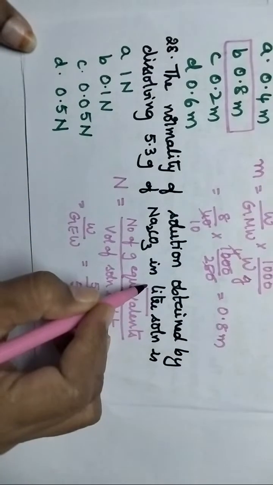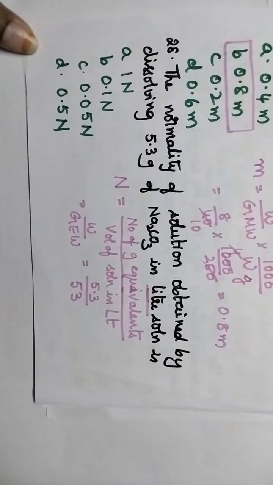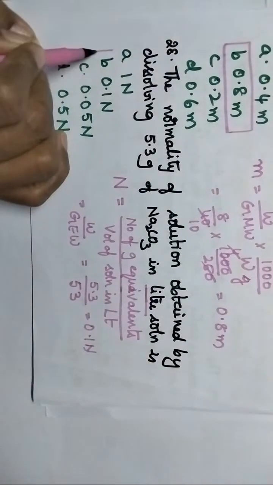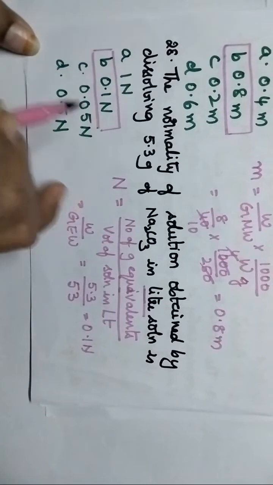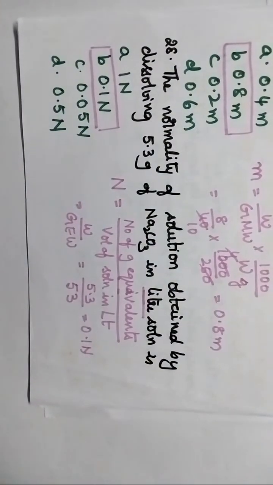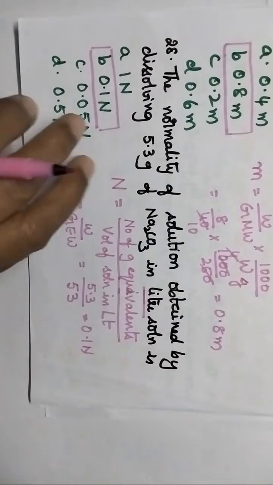Remember, it is a 1 liter solution, so you just do weight by gram equivalent weight. So 0.1 normal is the right answer. So option B is the right answer. Clear? Very good.